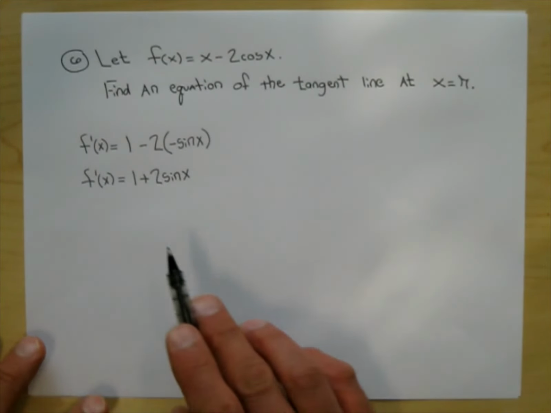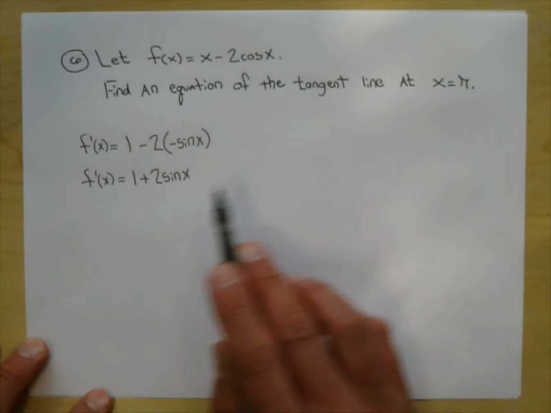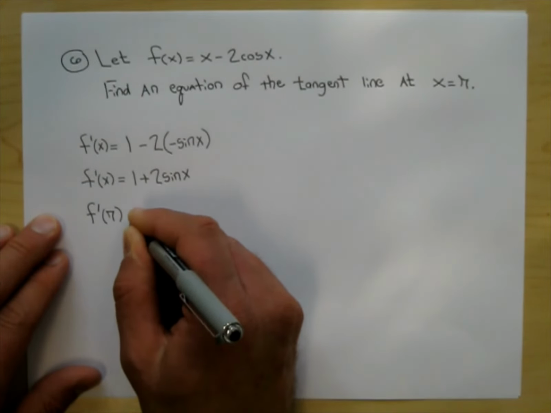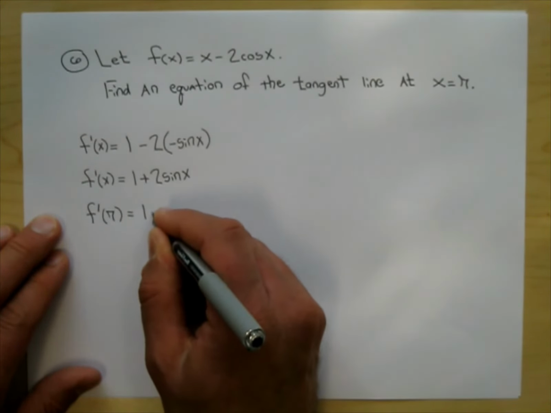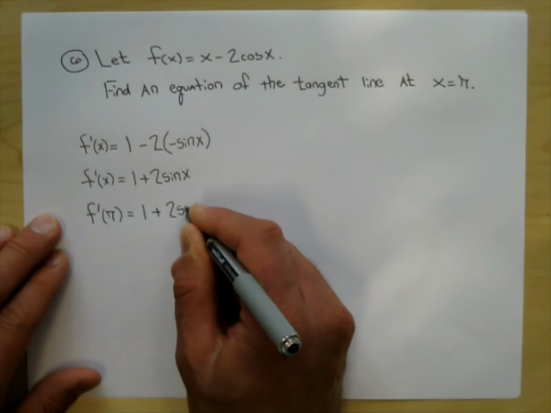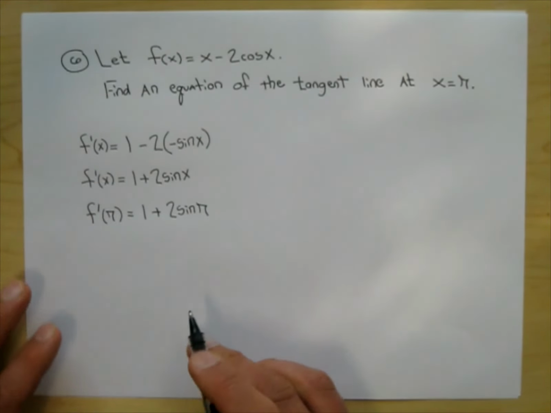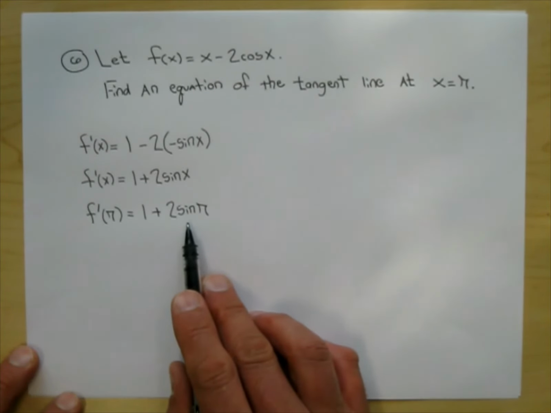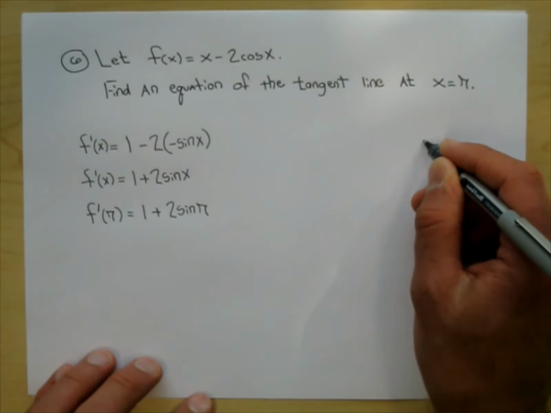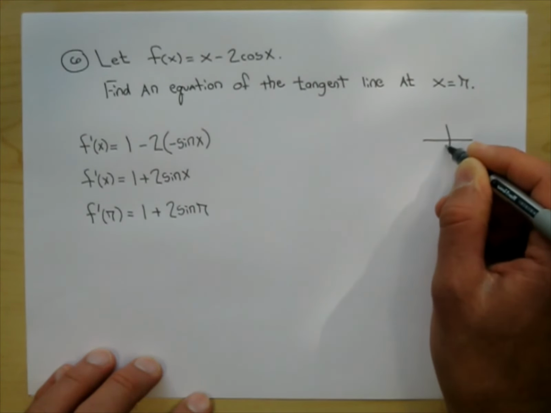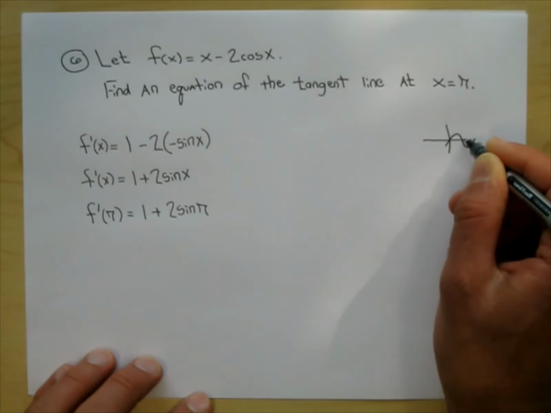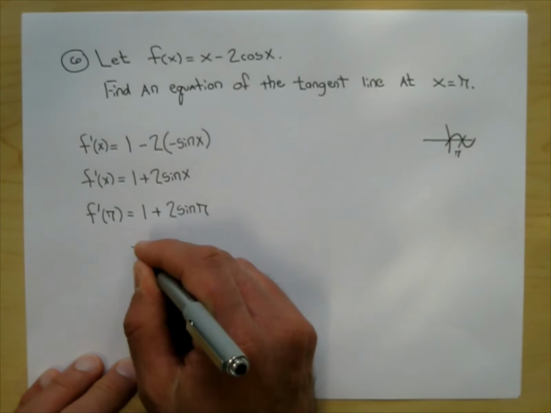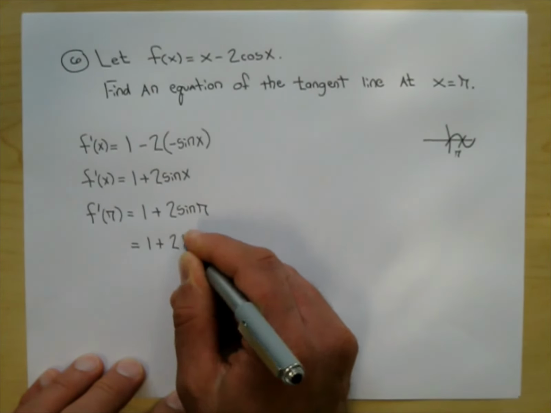So you want to find the slope of the tangent line at x equals pi, so you're going to put pi into this derivative. So I have 1 plus 2 sine pi. If you are considering sine of pi, I'm just going to put the sine graph here. It goes like that. I know this is very small, but there's pi. The sine of pi is 0. So this is really 1 plus 2 times 0.